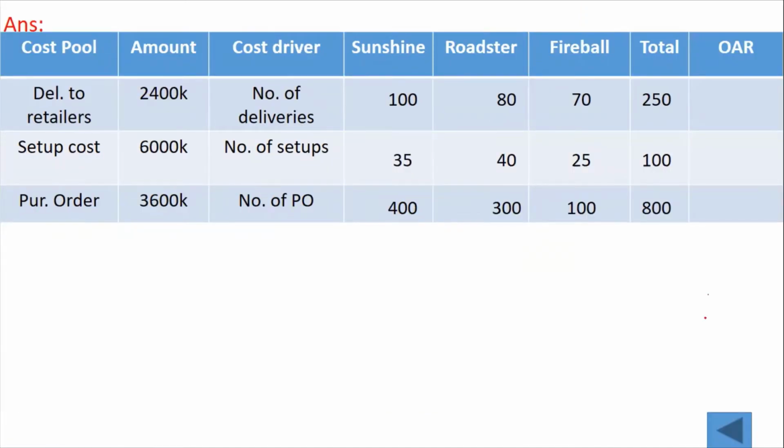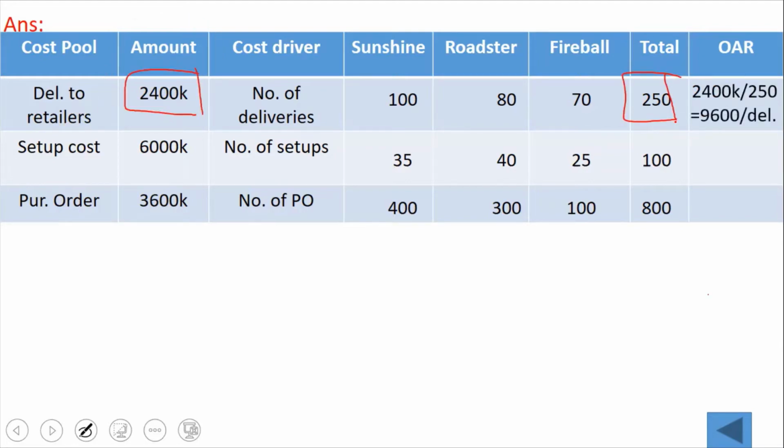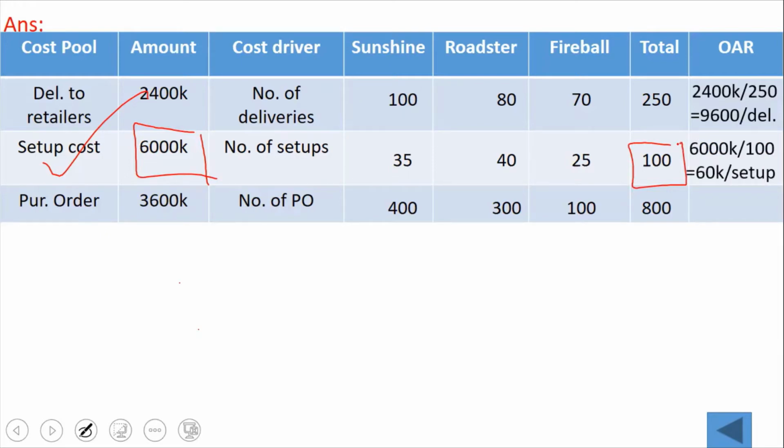So how do you calculate the OAR? OAR is nothing but the overhead amount divided by the cost driver amount. So we will take the cost pools one by one. Regarding the first cost pool, that is the delivery cost to retailers, it is 2.4 million divided by 250, which gives $9,600 per delivery. Now for the second cost pool, that is the setup cost, the overhead absorption rate is 6 million divided by 100 setups, which gives $60,000 per setup.